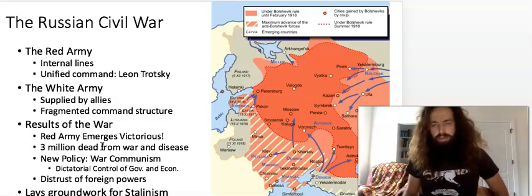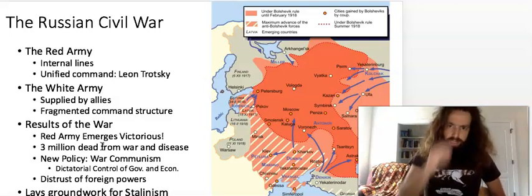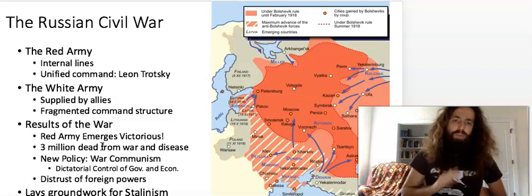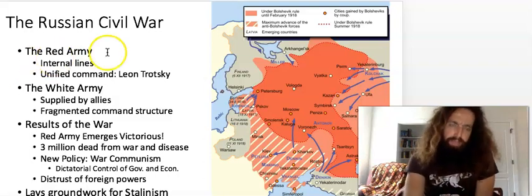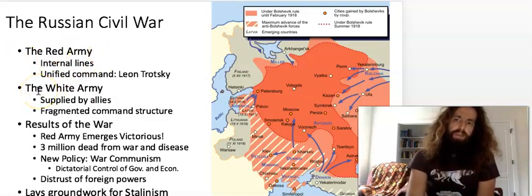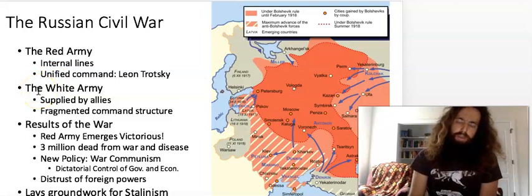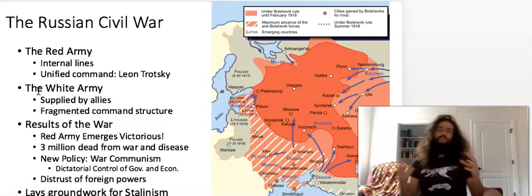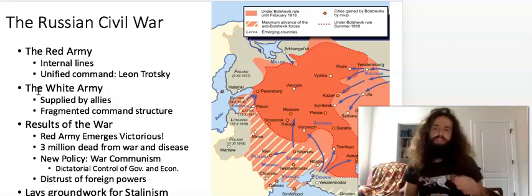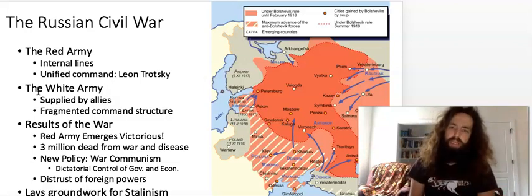Instead, Russia is faced with a 7-year-long civil war in which the Red Army, that is the Communist Army, is forced to go up against a bunch of czarist or liberal progressive folks who unify together into what is known as the White Army. And this civil war is going to tear apart Russia, which was already in terrible shape.